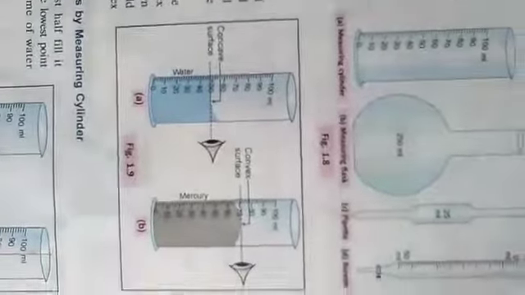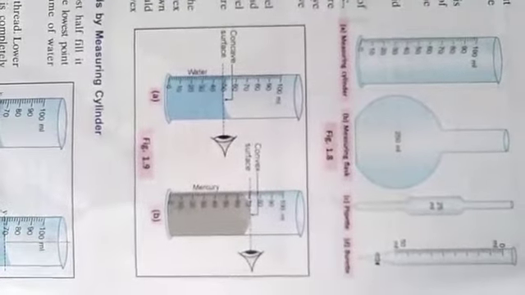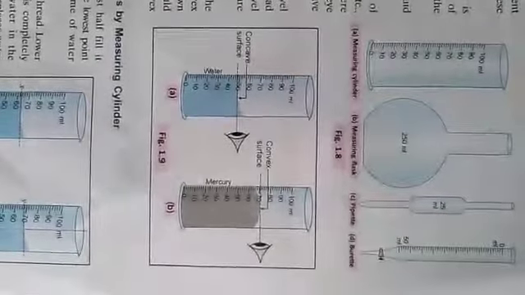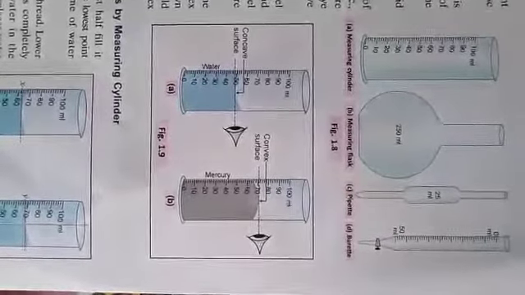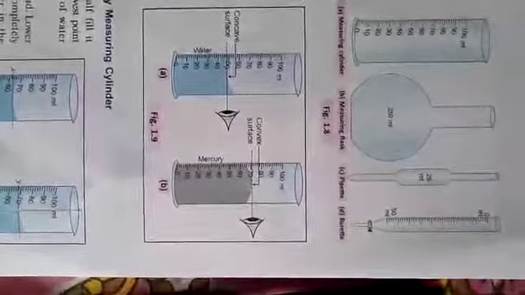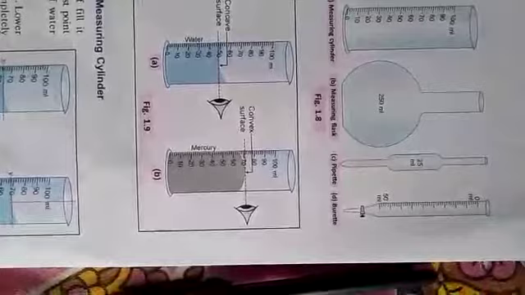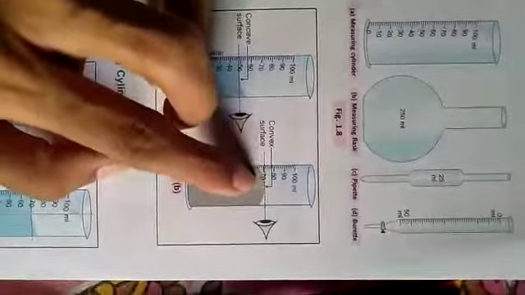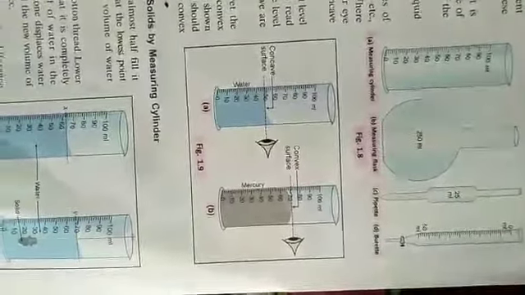So in this case, to get a more accurate reading, we need to place our eye at the lower meniscus level. But in case of mercury, which is not a wetting liquid, we will observe a convex surface. In this case also the eye level should coincide with the uppermost point of the convex surface. So to get a more accurate reading, we need to place our eye at the level of the upper meniscus.